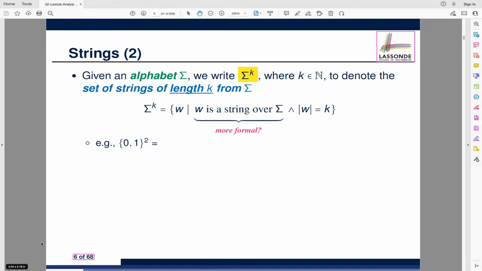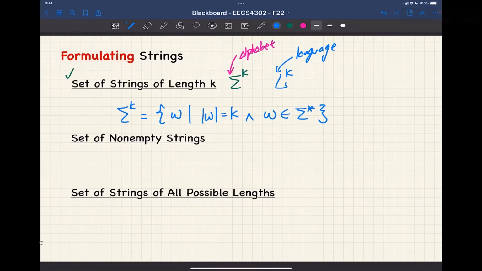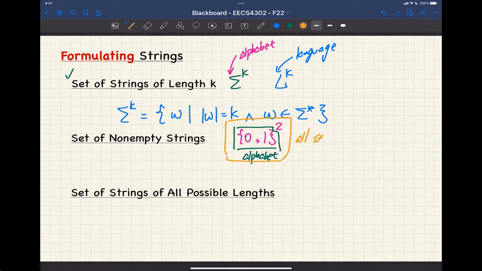I'll actually generalize it for you as well. For this one here, you're right, there will be four. Let me just write it down. {0, 1} to the power of 2, right? You can think about this part over here as an alphabet. And this part, to the power of 2, we are basically saying all strings over the alphabet {0, 1} with length 2. And apparently the cardinality of this set, the size, is actually 4.